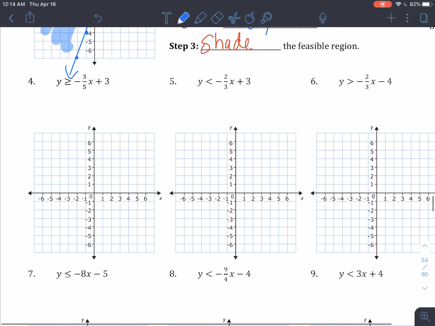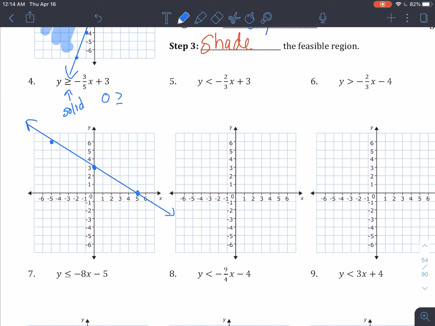So for this next one, y is greater than or equal to negative 3/5 x plus 3. So we'll start by plotting the y-intercept, and we'll go down 3 and to the right 5. Great. We can go up 3 and to the right 5 this way again. Now we look at the symbol here. This is telling us we need a solid line connecting these points. All right, so we put our solid line there, and we're going to test out 0, 0.